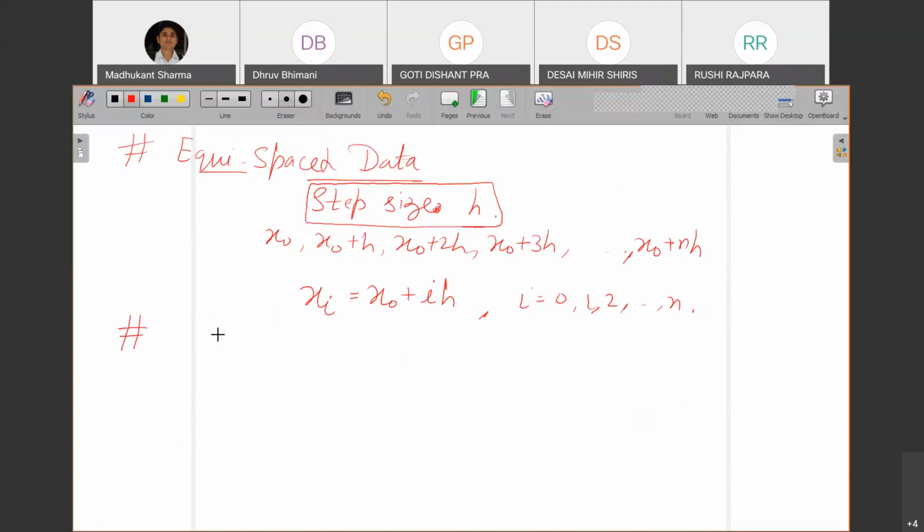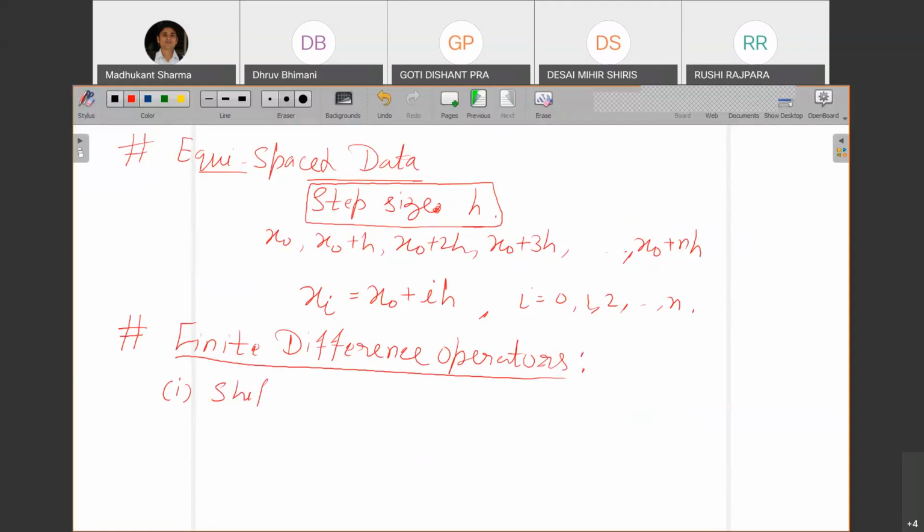So we are now going to define some operators called finite differences, or finite difference operators. They are very important. The very first operator we are going to define is the shift operator. This is a very important operator which shifts to the next value. That is clear from the name itself, shift.